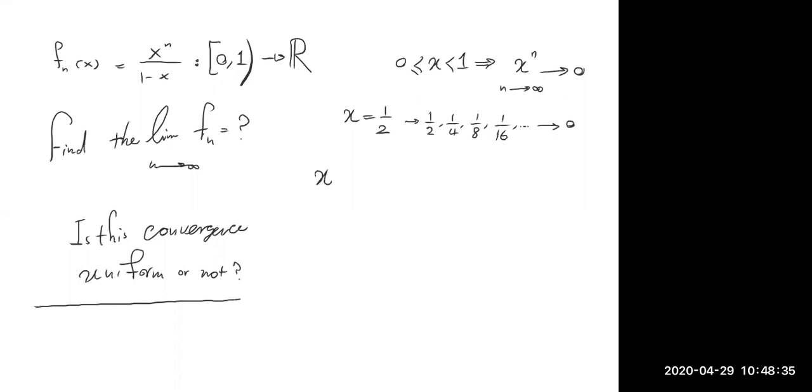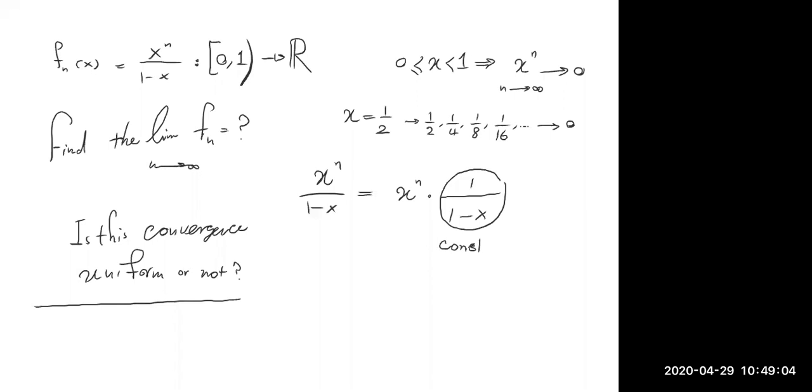So here we have x to the n over 1 minus x. I can write it as x to the n times 1 over 1 minus x. For any x, this thing is bounded. Well, I mean, not bounded. Bounded is not the correct word to use. For any x which is not equal to 1, it's just a constant number.